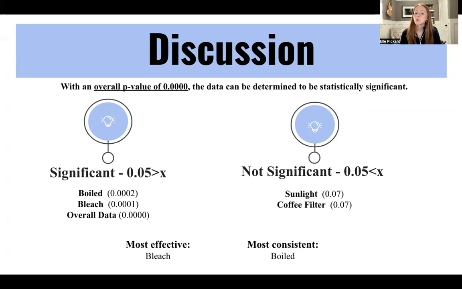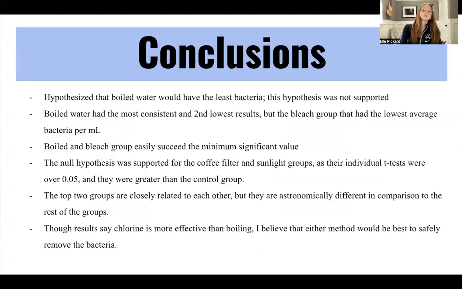Something unexpected was also that the two groups, sunlight and coffee filter groups, both ended up having the same number of bacteria, although, as I mentioned before, that was due to probably impreciseness of the testing kit. But overall, the bleach group was the most effective method with the lowest amount of bacteria, and the boil group was the most consistent with the lowest standard deviation. The strengths of my data were the differences that these two groups had compared to the control, the UV light group and the boil group.